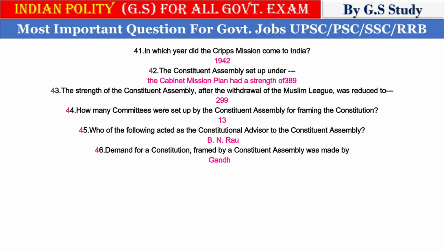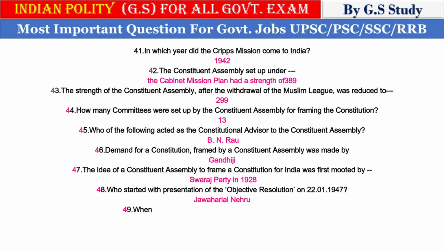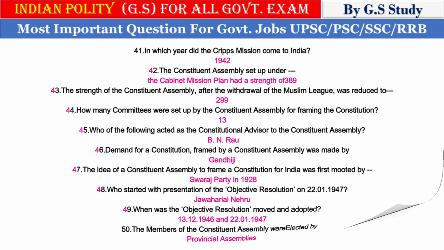46. Demand for a constitution, framed by a Constituent Assembly was made by Gandhiji. 47. The idea of a Constituent Assembly to frame a constitution for India was first mooted by Swaraj Party in 1928. 48. Who started with presentation of the Objective Resolution on the 22nd of January 1947? Jawaharlal Nehru. 49. When was the Objective Resolution moved and adopted? The 13th of December 1946 and the 22nd of January 1947. 50. The members of the Constituent Assembly were elected by provincial assemblies.